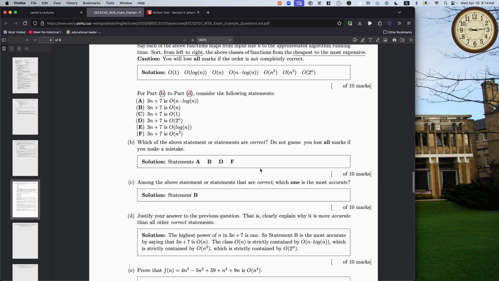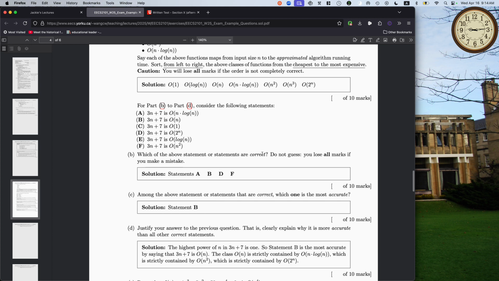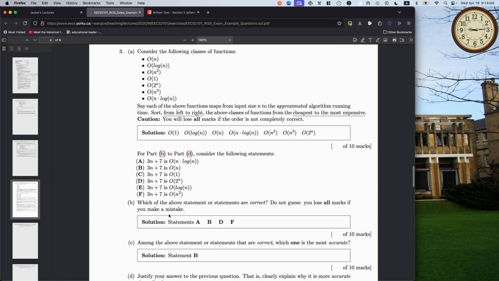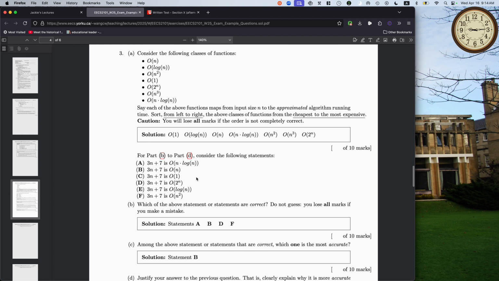Yeah, exactly. So the two keywords you want to pay attention to over here are being correct and being accurate, right? So when we say correct, let's say here, for part B, okay, let's take a look. This one here is definitely correct, because if you look at the highest power here, it's actually n to the power of 1.